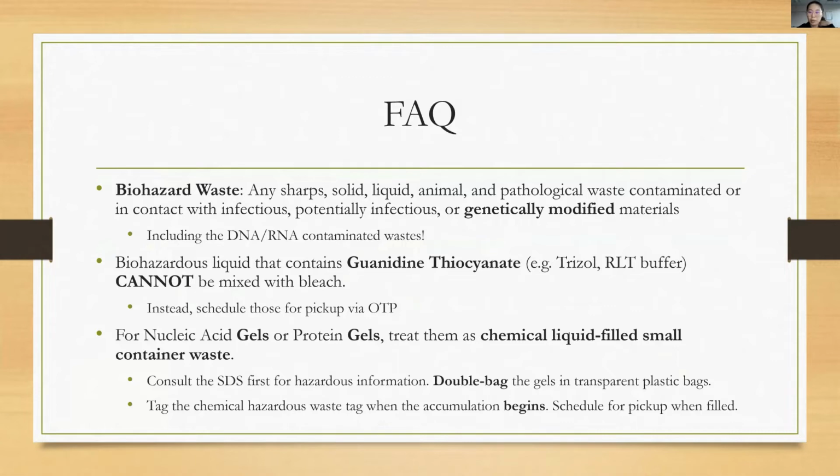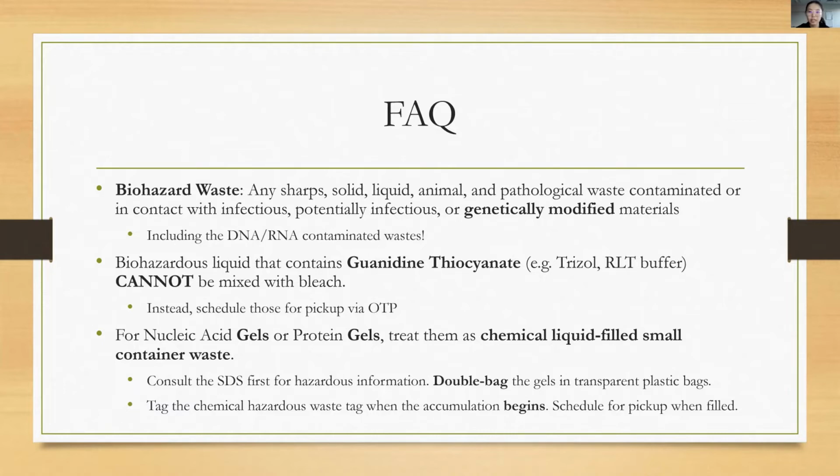The definition of biohazard waste is not only anything that is in contact with cells or cell culture things. It is also anything that is in contact with genetically modified materials, which means anything in contact with DNA and RNA. Also, for guanidine thiocyanate, which is very common in RNA extraction kits, for example TRIzol and RLT buffer, be sure not to mix it with bleach because it will create a toxic gas.